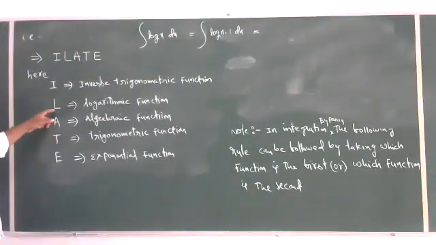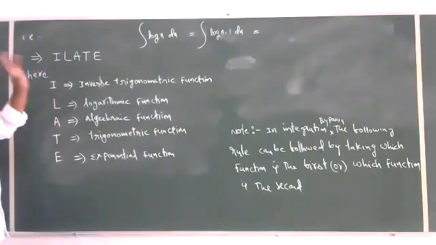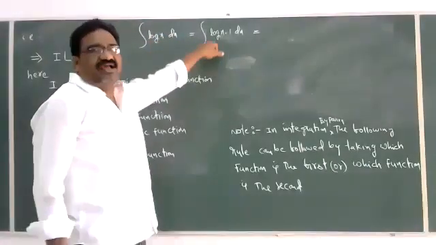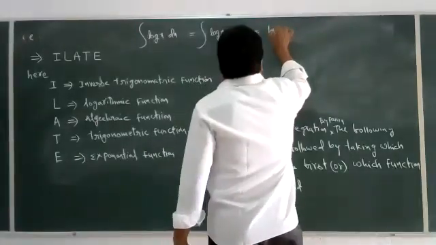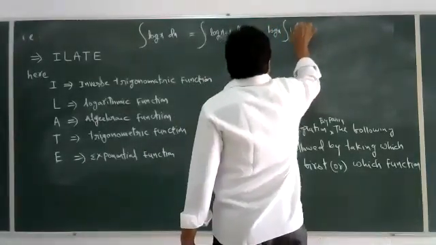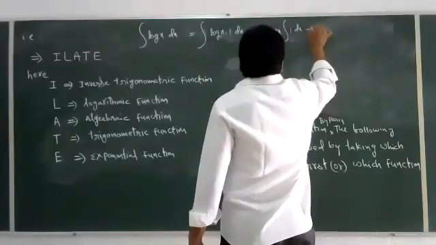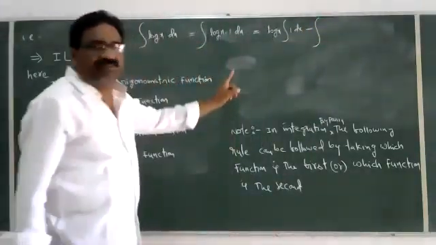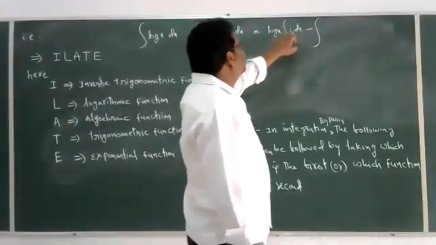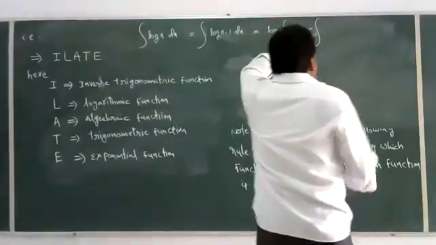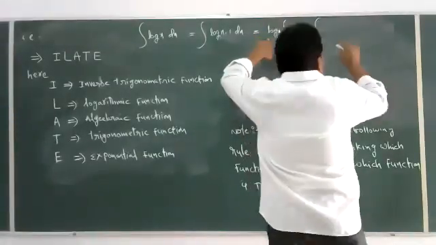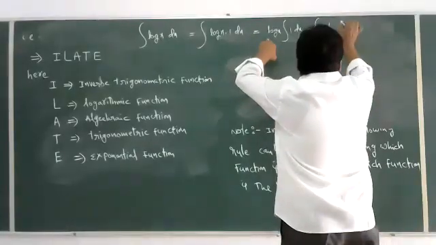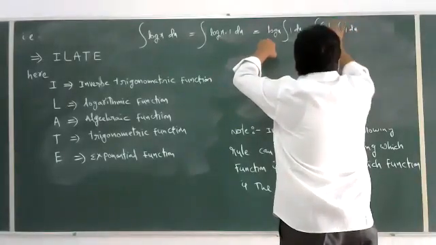By preference, the logarithmic function comes before the algebraic function. So the first function is log x and 1 is the second function. By using the integration by parts formula: first function into integration of second function minus integral of derivative of first function into integration of second function. The derivative of log x is directly 1 by x, into integration of 1 dx, for whole dx.